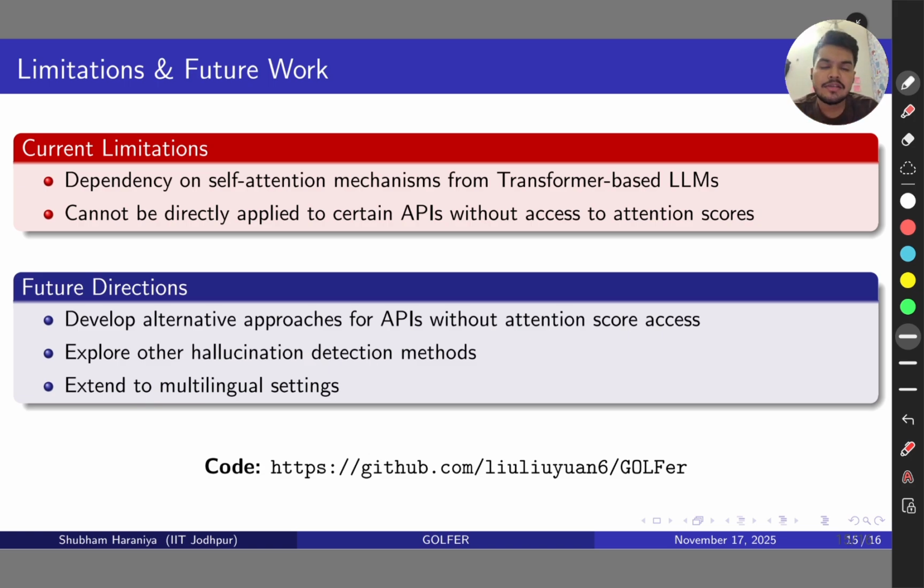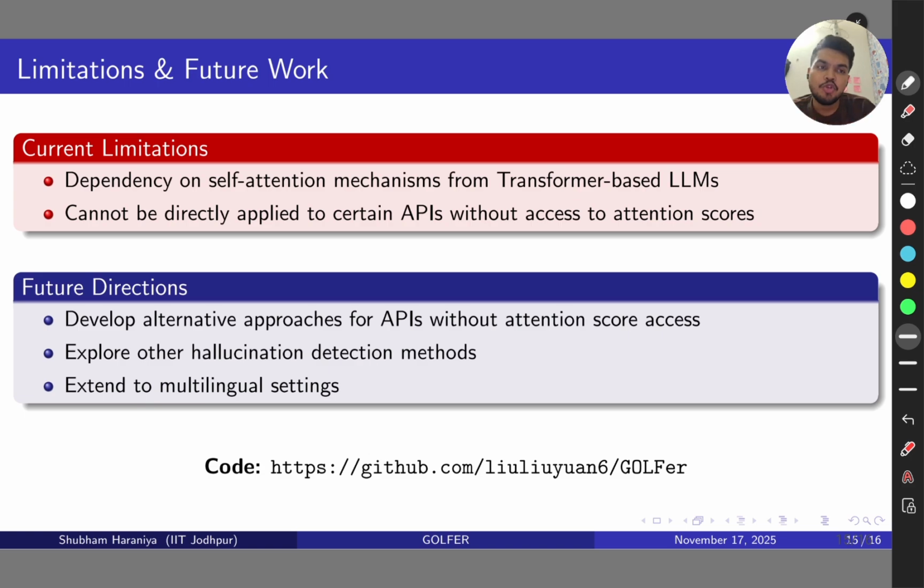As we have pros in this GOLFer, we have one con of the paper also. It depends on the self-attention, as I discussed. It is totally dependent on the self-attention. So we have to use a transformer-based LLM where we can get the self-attention, right? We cannot directly use APIs where we don't have access to the self-attention, right?